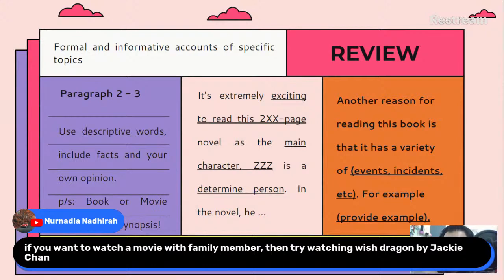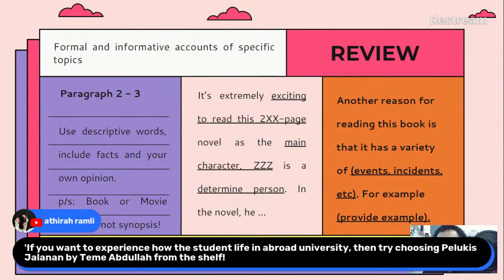Okay, if you want to watch a movie with family members, then try watching Wish Dragon by Jackie Chan. Okay, good. Okay, another one. Atira Ramli, if you want to experience how students' life in a foreign university, or university abroad, then try choosing Pelukis Jalanan by Tim Abdullah from the shelf. Now, this is a book. This is a book, Pelukis Jalanan by Tim Abdullah from the shelf. So this is a wonderful book. If you have read it, that means you have chosen a very good book.